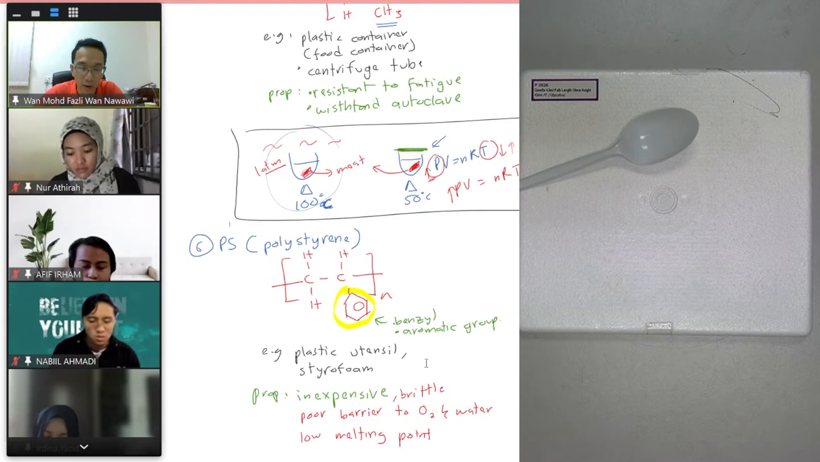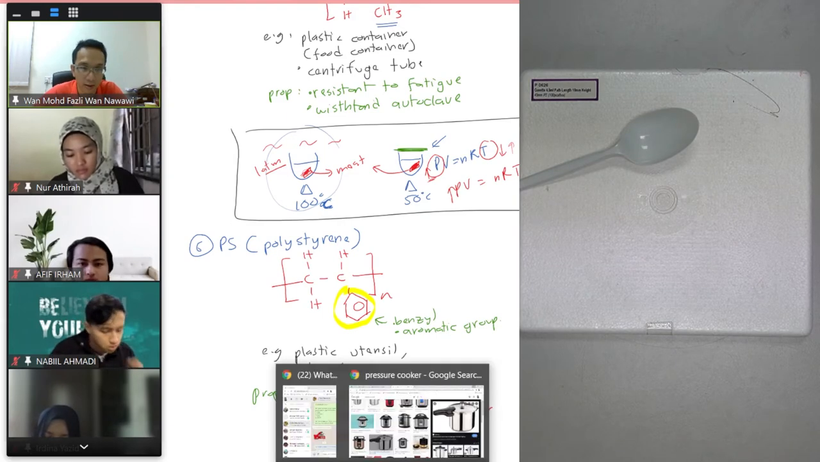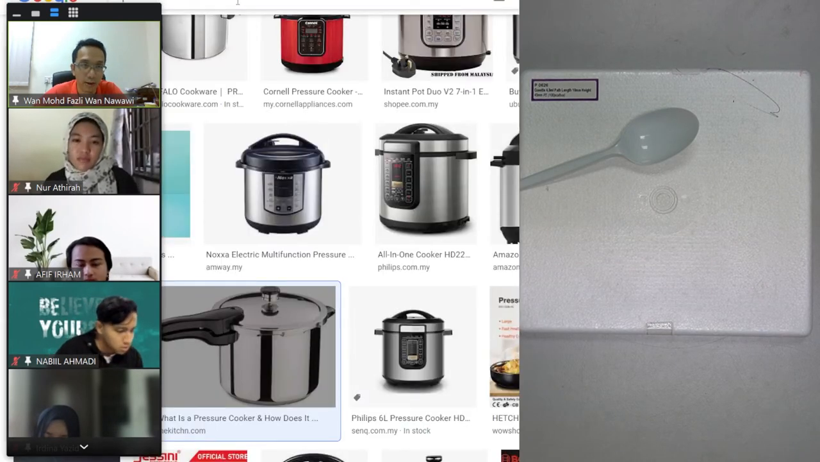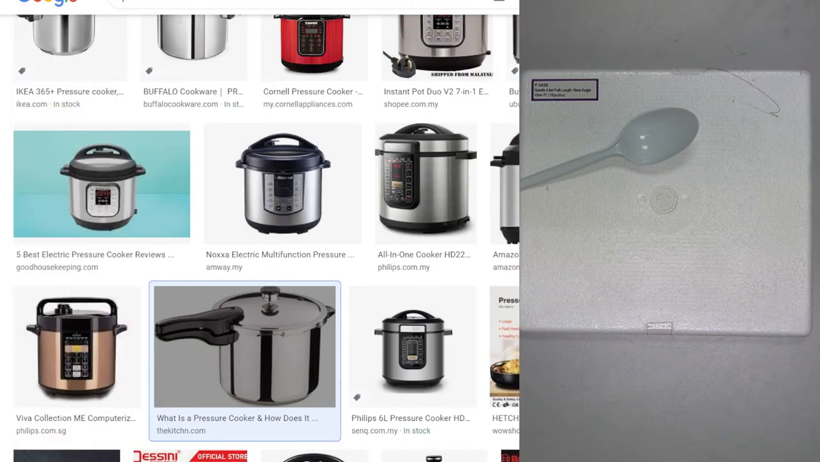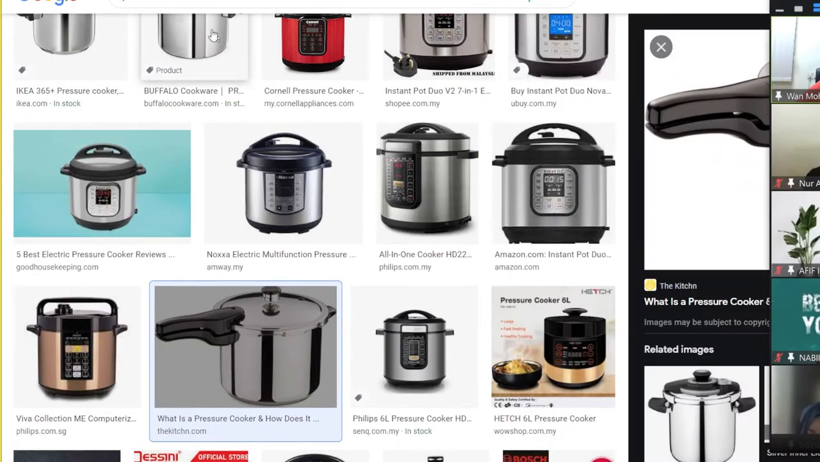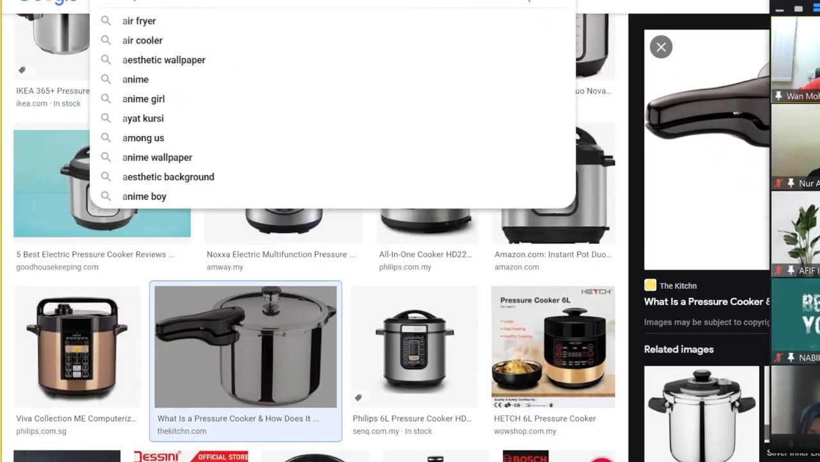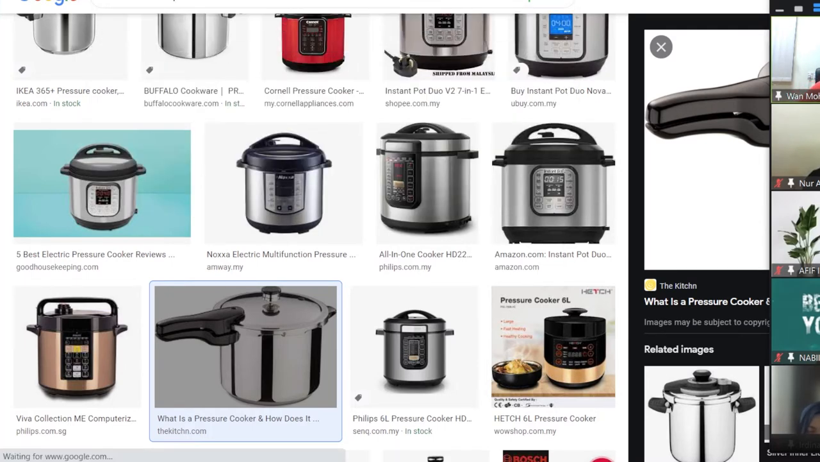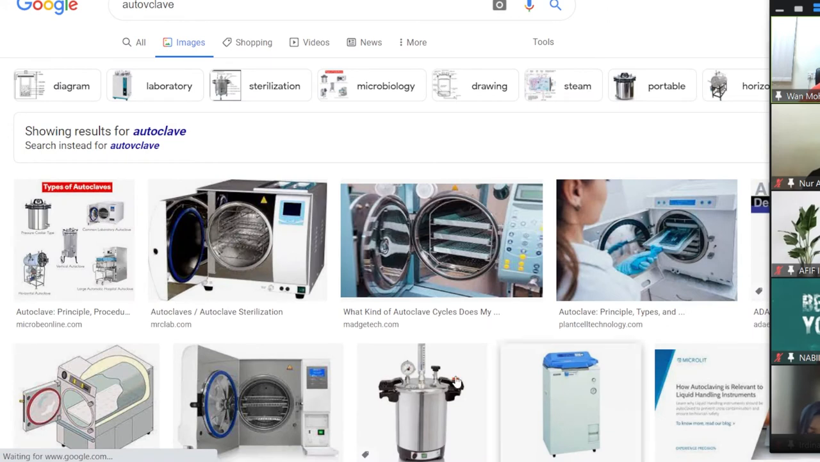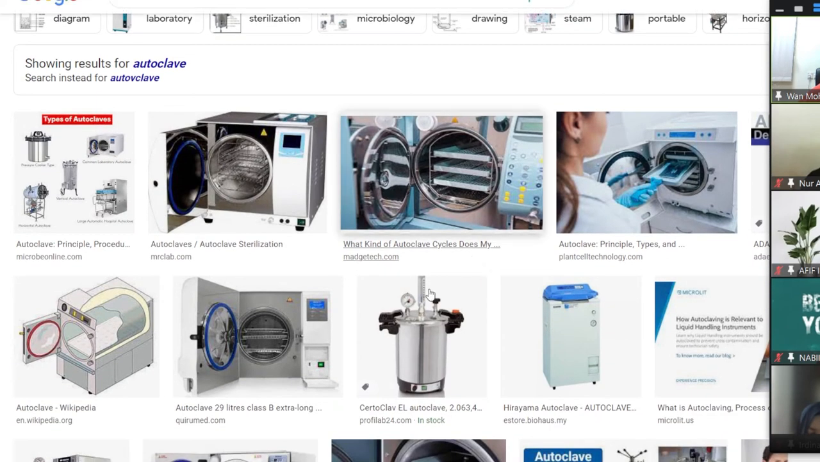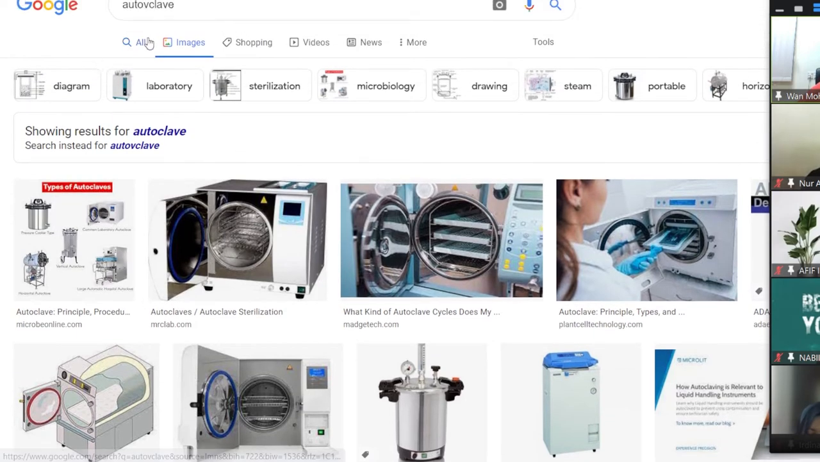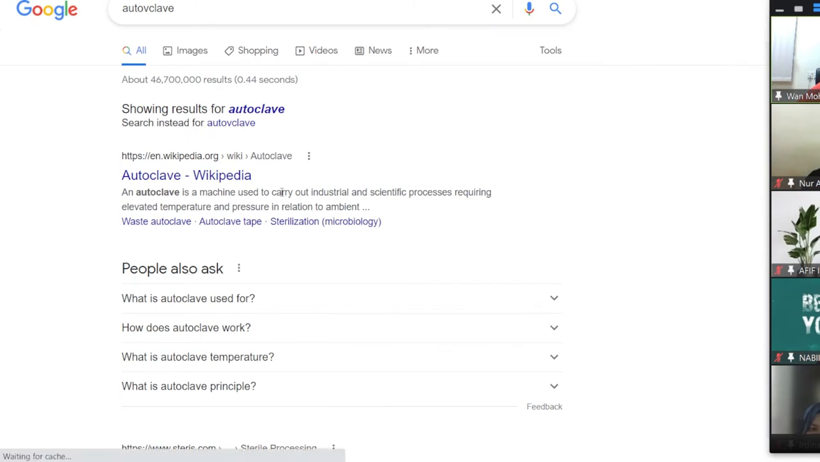Okay, so it's about the autoclave. Let me go here. Sometimes you need to deal with that thing. Let me put autoclave. So that is the autoclave, the one that I said before. When you do this in the lab, you want to sterilize something. So, autoclave.